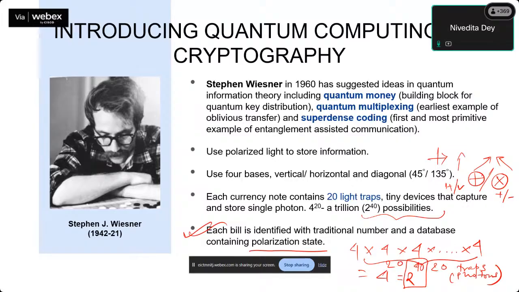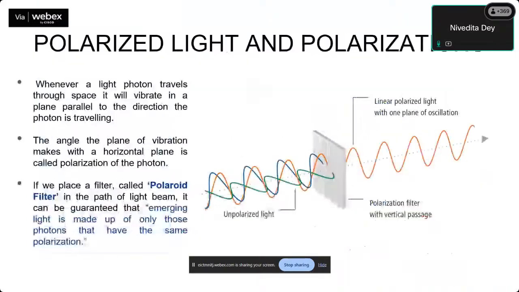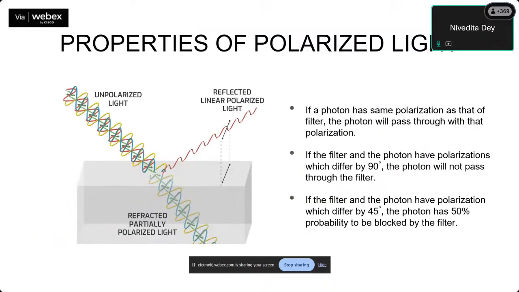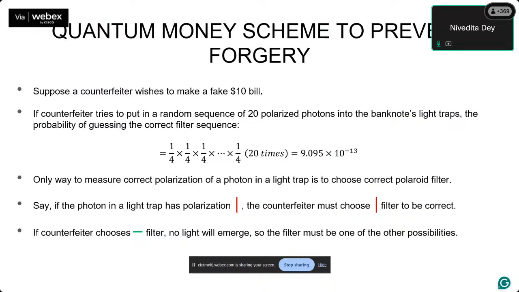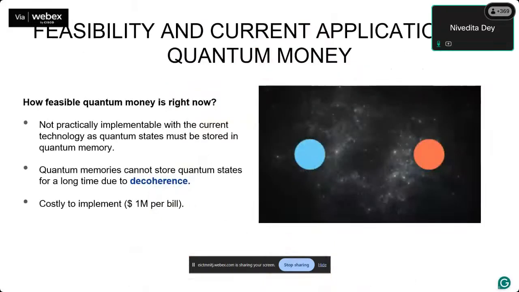But this seems too good to be implemented, and that is because it was so costly. This idea of preventing counterfeiting was so difficult. So how feasible is quantum money right now? It is not practically implementable with current technology, as quantum states must be stored in some quantum memory. You have to store it, right? So retaining the quantum state in that form, because whatever you put in the dictionary, you have to implement in reality also. That is why this idea, though it was a great idea, was a part of futuristic ideas.